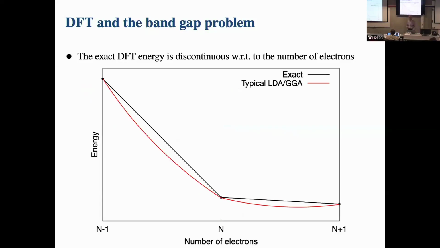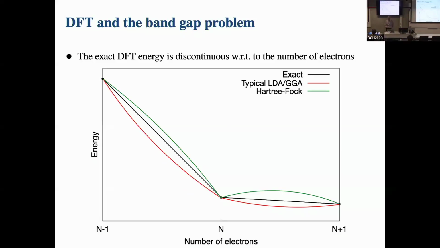If you do a typical LDA and GGA, it's going to be convex in this way, okay? And so the derivative on the left and on the right may have a discontinuity, but it's not the exact one. And if you go to Hartree-Fock, the concavity is on the other side.